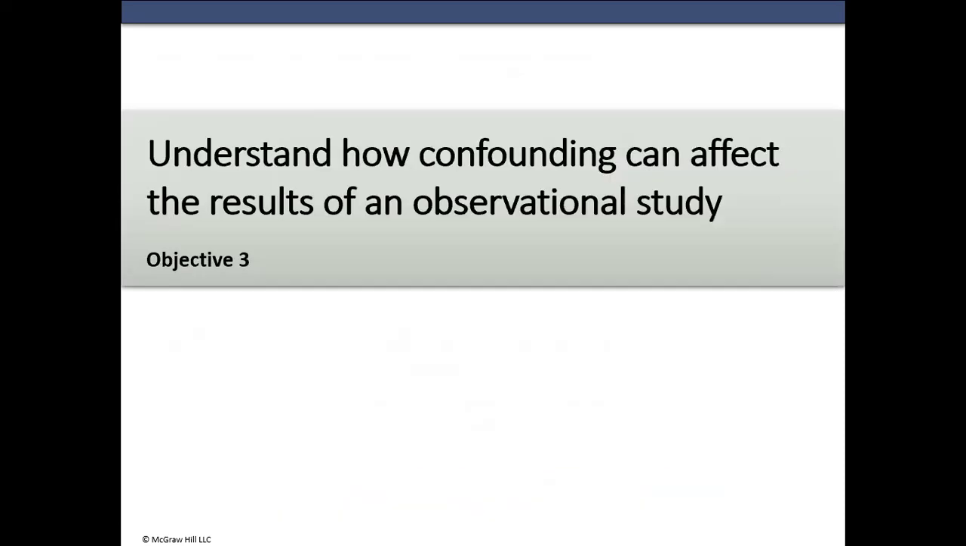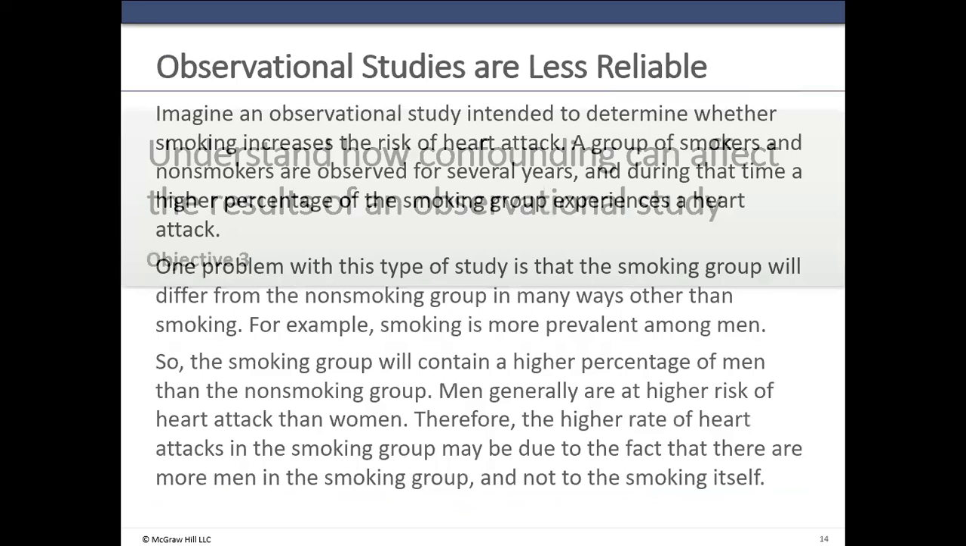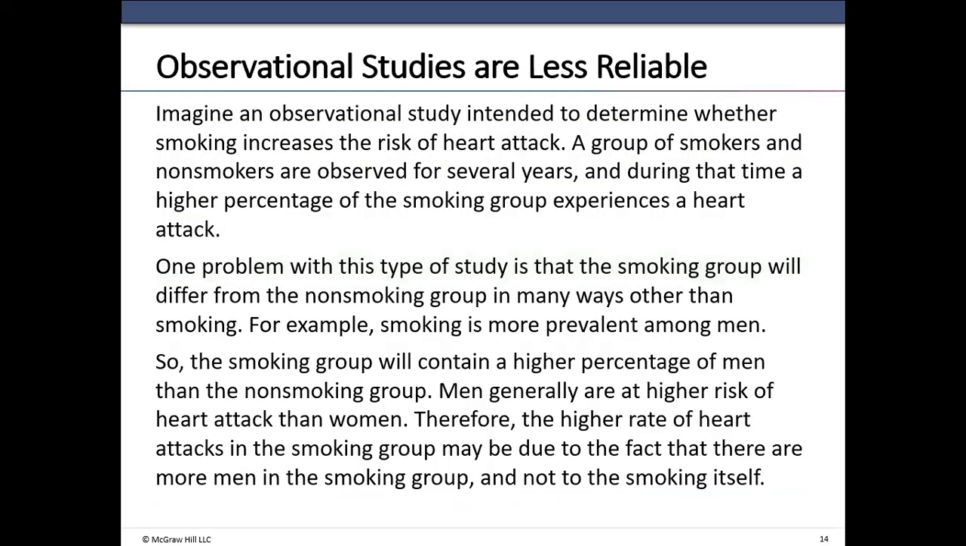Understand how confounding can affect the results of an observational study. Imagine an observational study intended to determine whether smoking increases the risk of heart attack. A group of smokers and non-smokers are observed for several years, and during that time, a higher percentage of the smoking group experiences a heart attack.